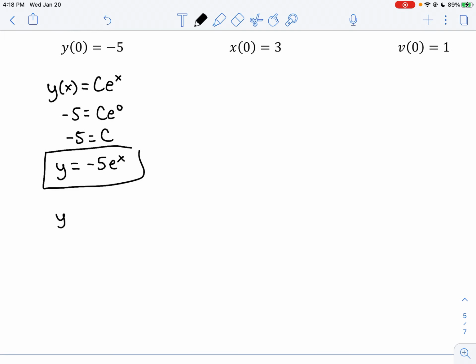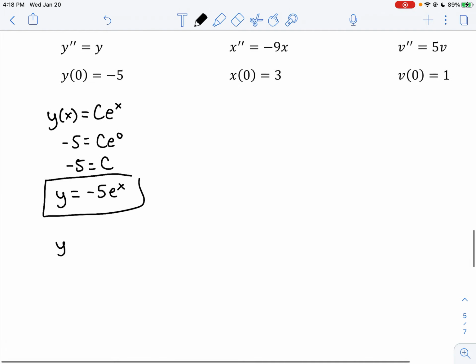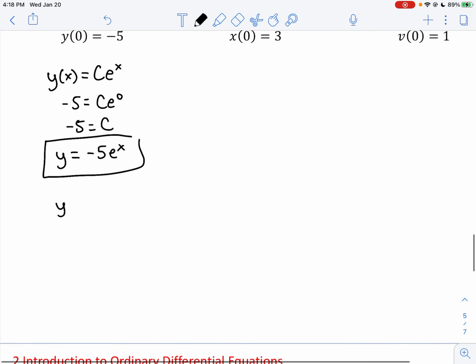I'll just reveal it. Or see if you can pause the video and think of it. There's a second solution to this. A second function that I can think of when you differentiate it, you will get the original. There's actually a few options here. Here's the second one.